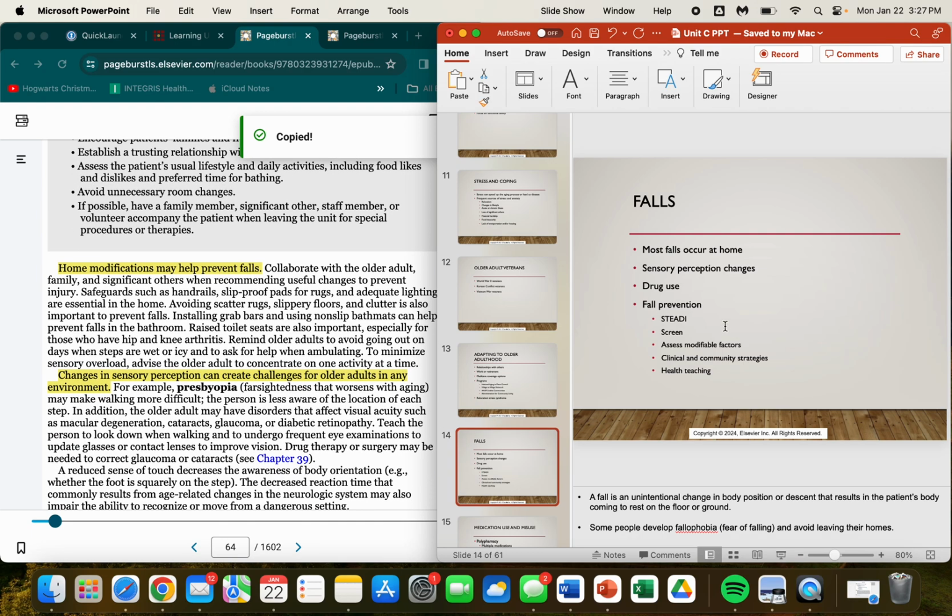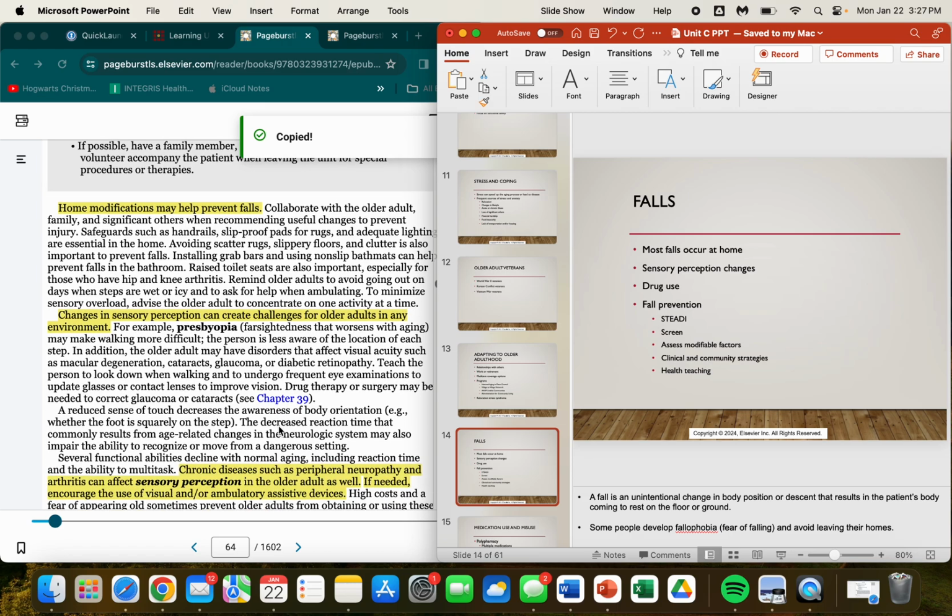We talked a little bit about sensory perceptions that can create challenges for adults. Presbyopia, or farsightedness, which worsens with aging, is a typical process of aging and can cause walking to be a little more difficult. It can cause alterations in depth perception. So as nurses, we want to encourage vision screenings, eye examinations, and wearing glasses if needed, to improve their vision so that we can also prevent falls.